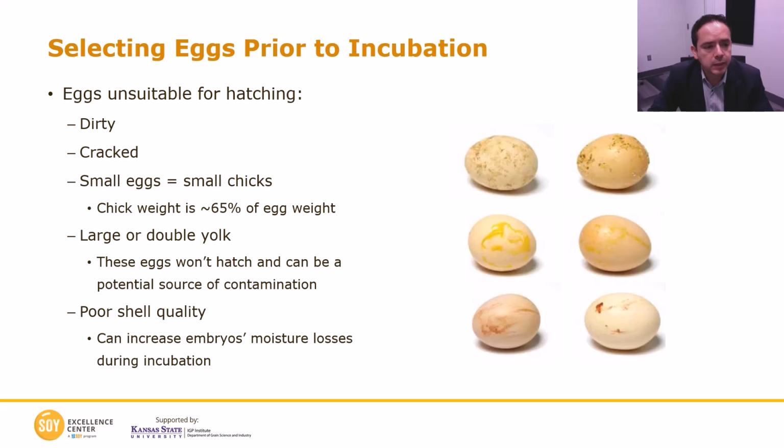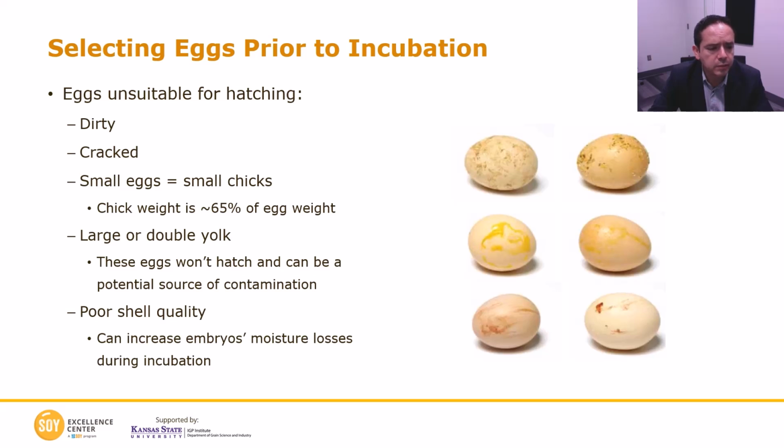So some of the eggs that are unsuitable for hatching are going to be dirty eggs. We already mentioned that. Eggs that are cracked, you don't want to incubate those eggs. Small eggs are going to lead to small chicks. Remember that chick weight is around 65% of the egg weight. The other part that we are going to discuss later too is that when you have small eggs, because they have a higher surface area, they can lose moisture faster compared to a normal size egg.